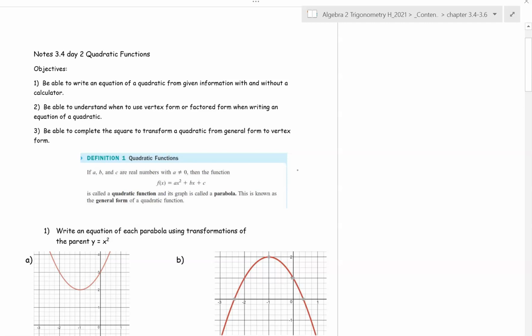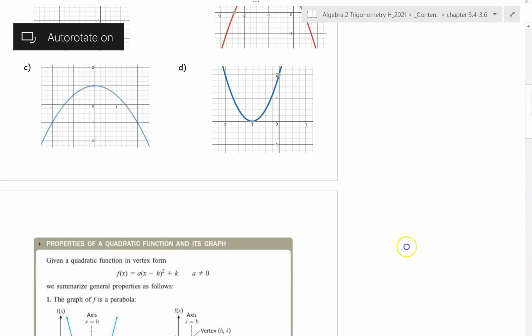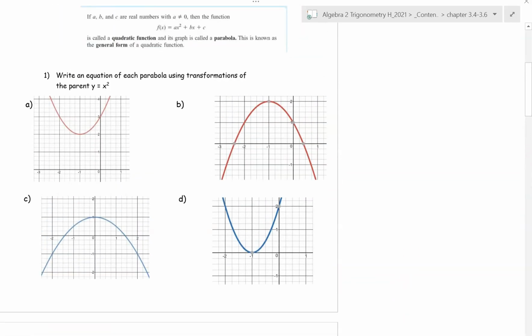The third objective is to be able to complete the square to transform a quadratic from general form to vertex form. So again, we're talking about quadratic functions, and general form would be y equals ax squared plus bx plus c. For the first part, we are going to look at each graph and see if we can write an equation.